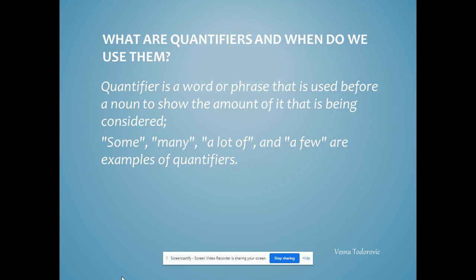Let's try to define them. A quantifier is a word or a phrase which is used before a noun, and it describes and shows the amount of it that is being considered and described. You must have heard of words like some, many, a lot of, a little, a few. These are only some of the examples of quantifiers.